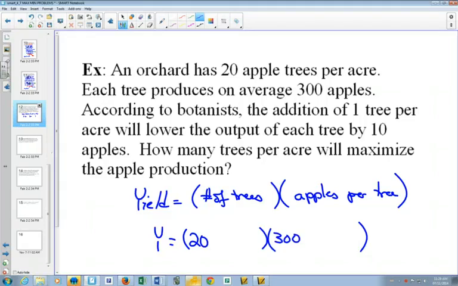Each time I add one tree, plus x, my apples per tree only go down by 10. Sorry, thank you. Go down by 10. Yes?